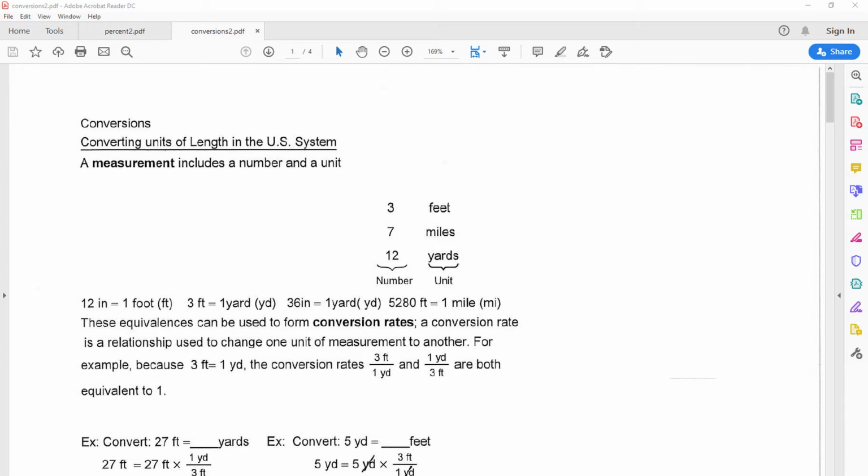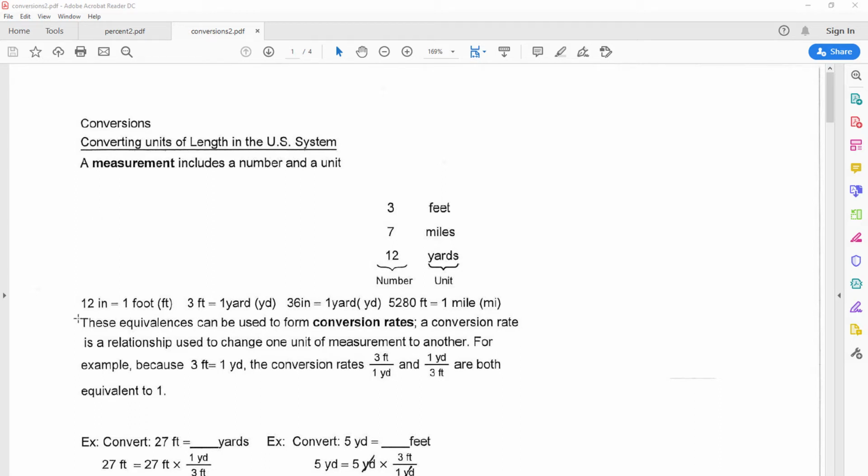And then underneath that we have these units. Some measure small quantities, and others measure larger quantities. And these are the equivalents here. So 12 inches is the same thing as 1 foot. 3 feet is 1 yard. 36 inches is 1 yard. 5,280 feet is equal to 1 mile.